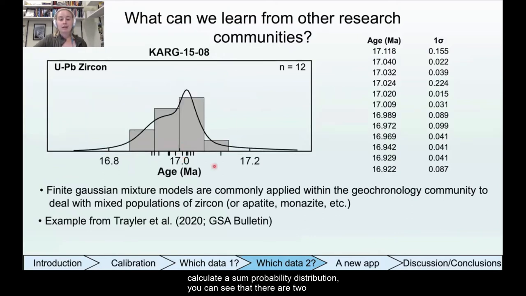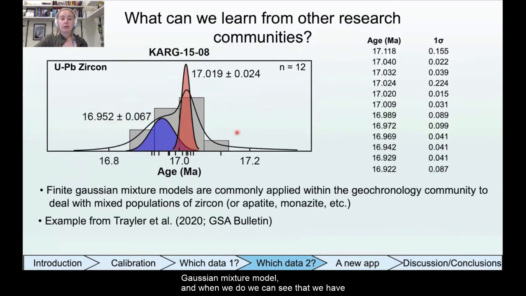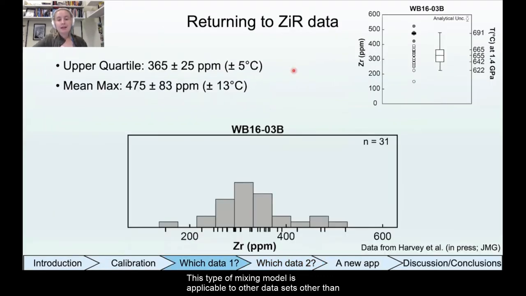But when we calculate a sum probability distribution, you can see that there are two distinct age peaks. We can unmix those age peaks using a finite Gaussian mixture model. And when we do, we can see that we have one group within the sample that records an age of about 17.02 million years. And then we have a second group which records the younger age of about 16.95 million years. And this type of mixing model is applicable to other data sets other than just geochronology data.